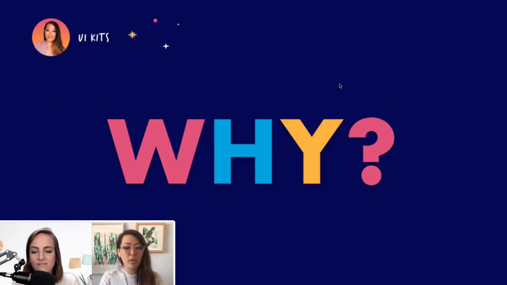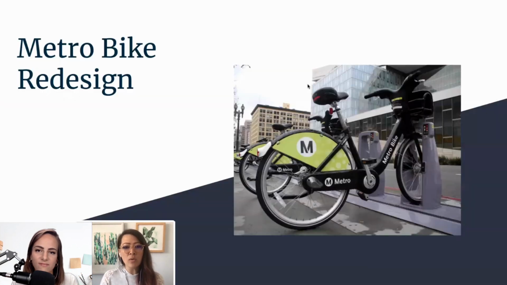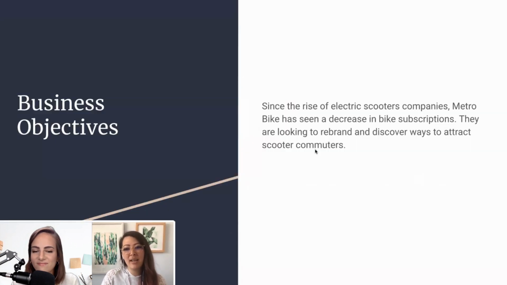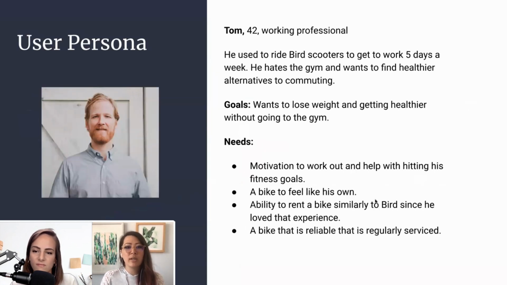It's really great to build quick prototypes because the purpose is to get it out there and start testing it out. So yesterday we did a redesign for Metro Bike. They offer bike services for people to just go out of their home, rent a bike, and go out for the day and ride their bicycles. But they're looking to do a redesign because we found that electric scooters are on the rise, like Bird, and Uber and Lyft have their own electric scooter options. So now they want to start attracting that electric scooter commuter audience because they've seen such a decrease in their own subscriptions. So we've looked at the persona.